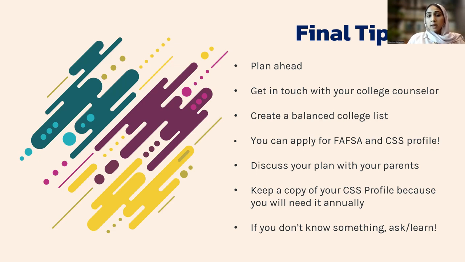Go talk to them. Do create a balanced college list that has dream schools, target, and safety schools accordingly. If you're confused by any of this, please email us. We'll help you. Make sure you have a budget set and that you know your budget. So again, through the budget, you can make a balanced college list. Involve your parents in this conversation. And do remember, you can apply for FAFSA and the CSS profile, both, if you are a US citizen who is applying to private universities in the United States. Please discuss this plan with your parents. Keep a copy of the CSS profile because you will need it annually, even after you get into college. If you don't know something, ask and learn.